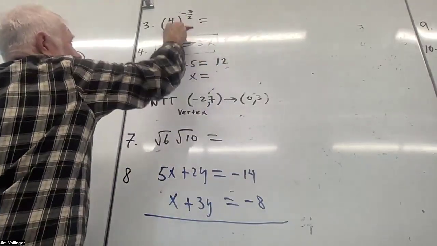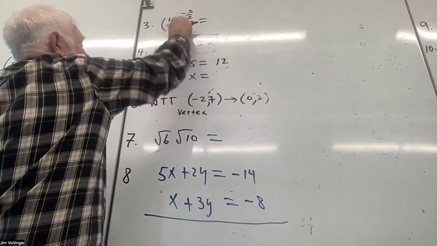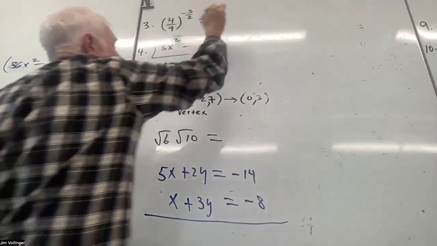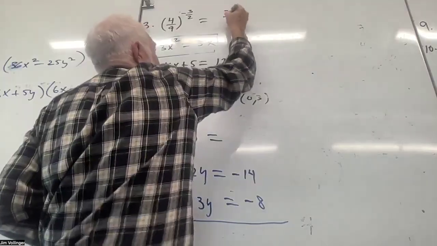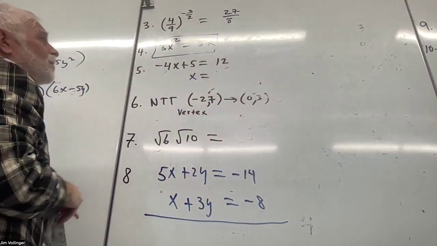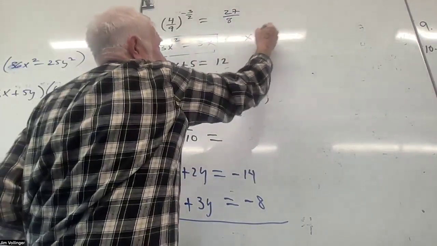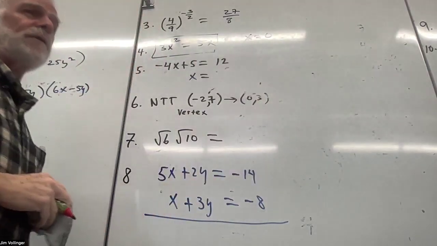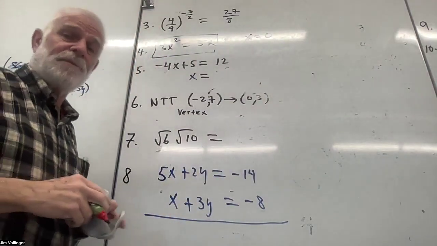So I'm going to flip it, 9 over 4, take a square root, 3 over 2, cube it, 27 over 8. Hope you just can do that on your answer key. I hope you know that one of your answers is x equals 0. So if you factor it out of the equation and you forget to write x equals 0, no credit tomorrow.